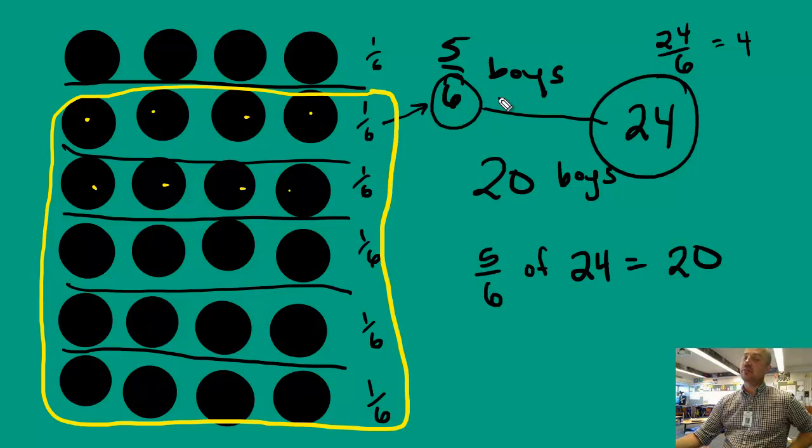Sorry, the denominator is not the size of the group. This is here to tell you how many groups you're splitting this number up into. It's not the size of the group. The size of the group in this one was 4. There was 4 in each one. But this told me the number of groups to split it up into.